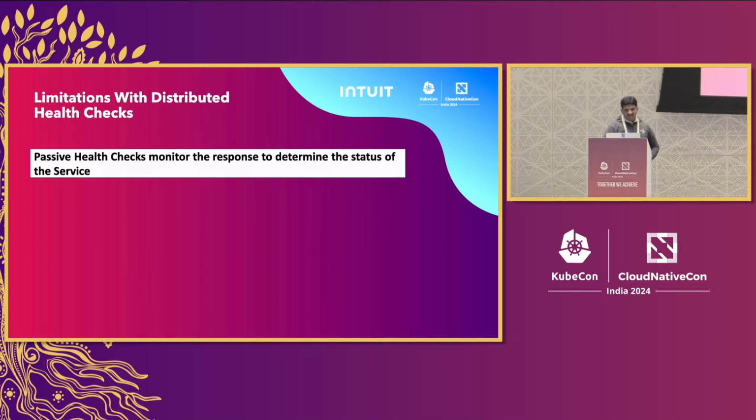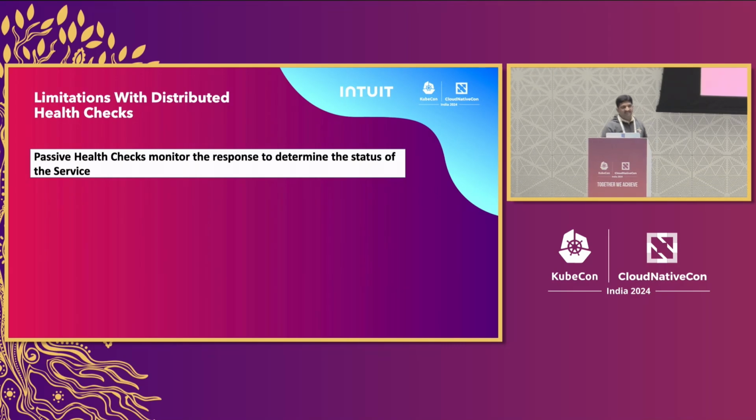Now, we are going back to passive health check. As we have seen, passive health checks test the service health with the actual payload that it is supposed to send and serve, right? Which means you send a request, the actual request. Only when the service responds, you will get to know whether it was served properly or not. So this is one limitation of passive health check.